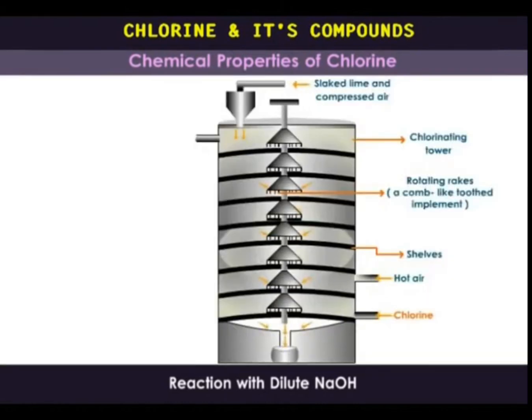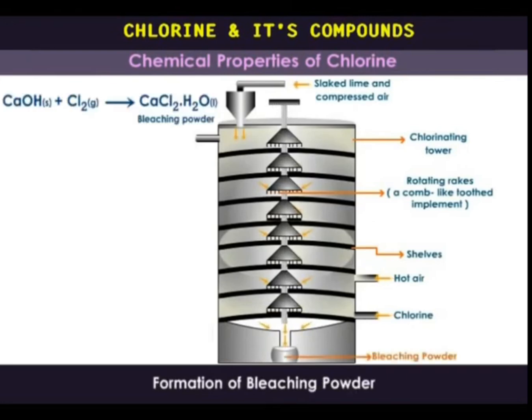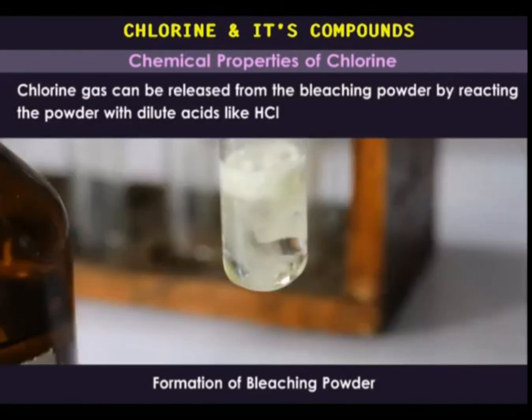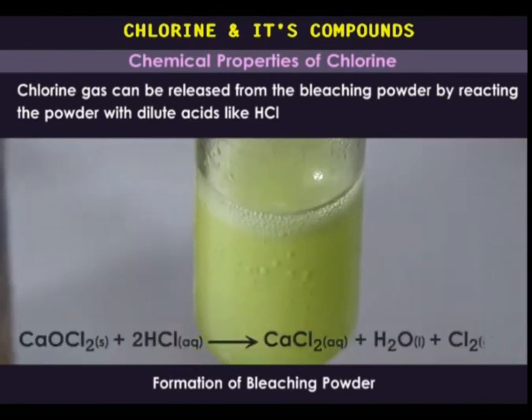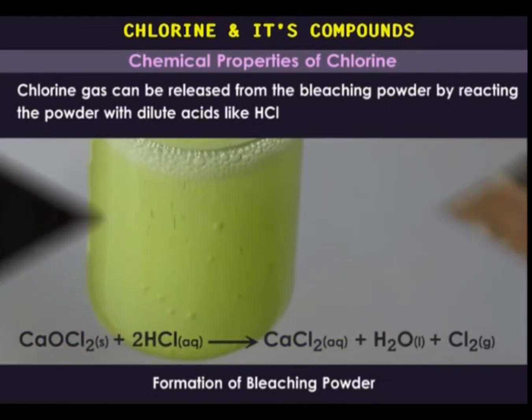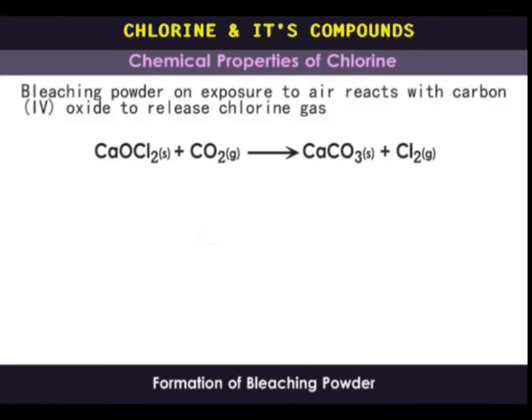If chlorine gas is passed over dry slaked lime, a solid substance called bleaching powder is formed. Bleaching powder contains about 36% available chlorine. Chlorine is released by reacting the powder with dilute acids like nitric acid or hydrochloric acid. When exposed to the atmosphere, bleaching powder smells strongly of chlorine and deteriorates quickly. This is because it reacts with atmospheric carbon dioxide, releasing chlorine.